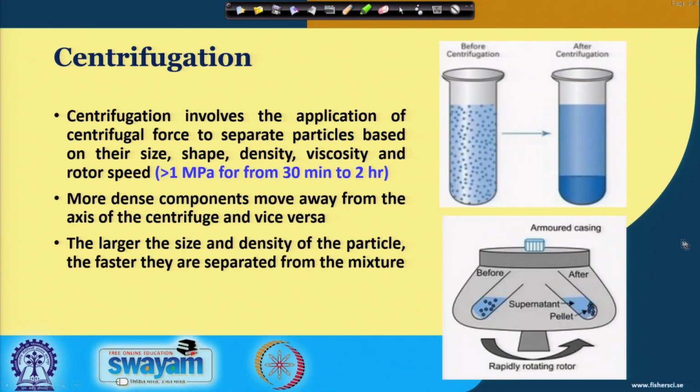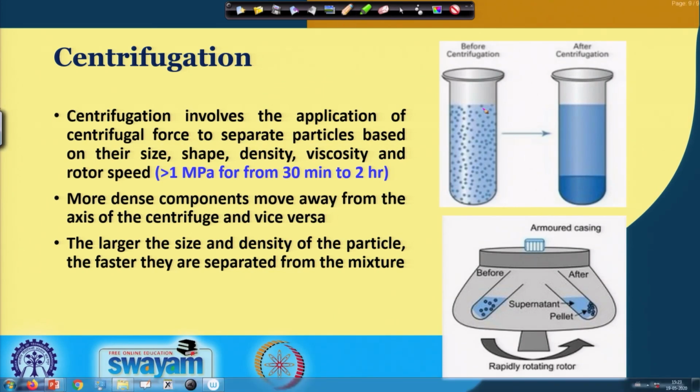So, the second method is called the centrifugation method. Centrifugation involves the application of centrifugal force to separate particles based on their size, shape, density, viscosity and rotor speed. Generally, we apply more than 1 megapascal of pressure for 30 minutes to around 2 hours. More dense components move away from the axis of the centrifuge, and the larger the size and density of the particles, the faster they are separated from the mixture.